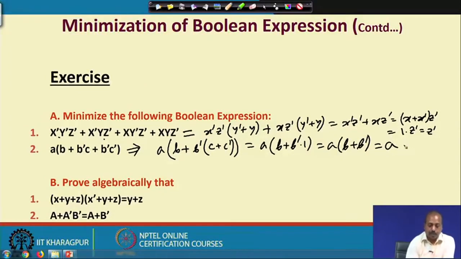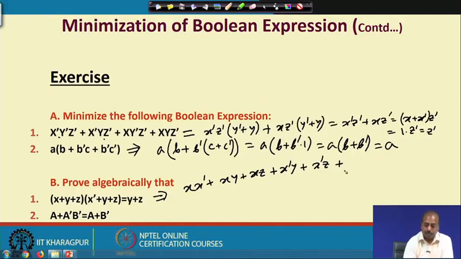So, you can try to verify these rules. So, this x plus y plus z into x bar plus y plus z equal to y plus z. How to do this? You can do a straightforward multiplication. If you multiply, you will get x bar plus x y plus x z plus y x bar y plus x bar z plus... so I have taken x bar plus x y plus x z plus x bar y bar is 0.